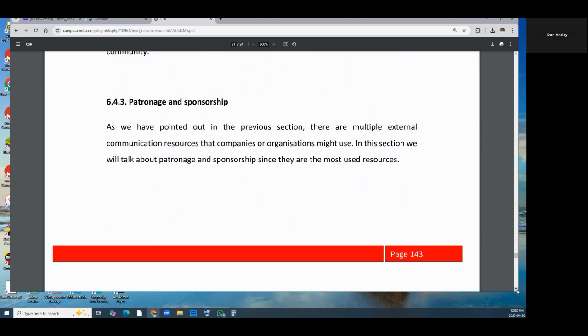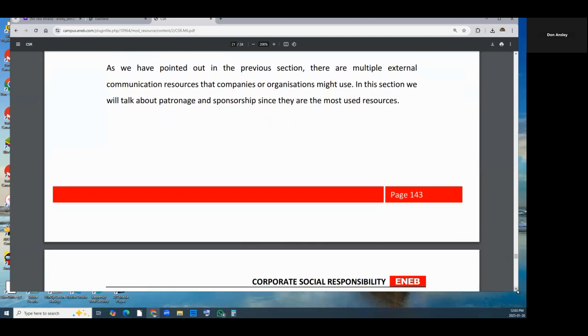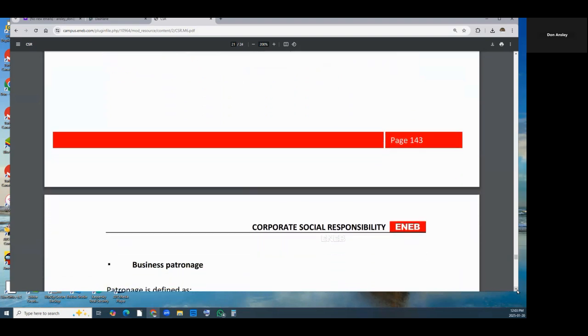Now we come to patronage and sponsorship. As we pointed out in the previous section, there are multiple external communication resources that companies and organizations might use. In this section, we will talk about patronage and sponsorships since they are the most used resources.